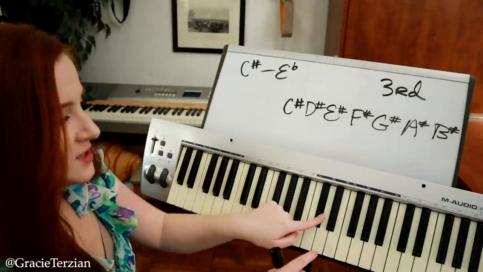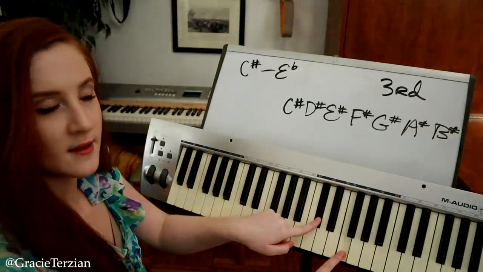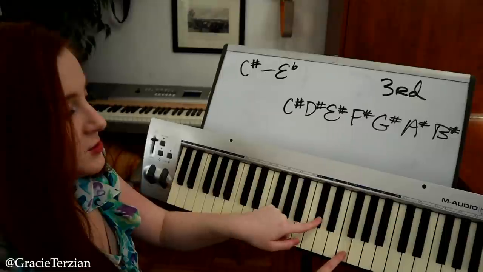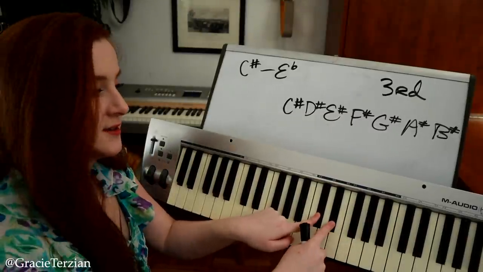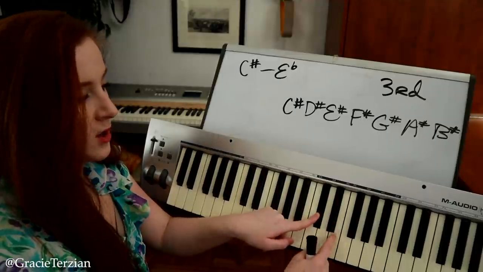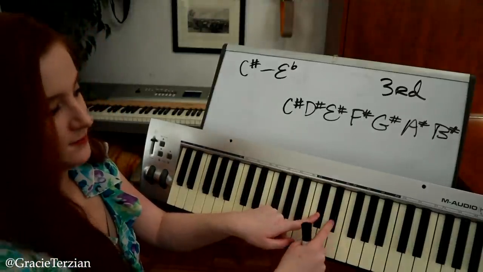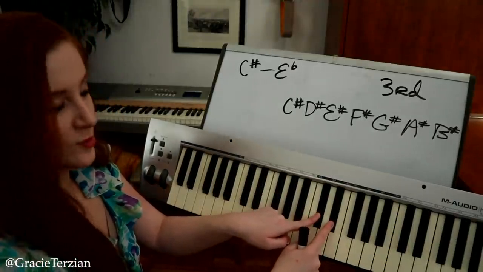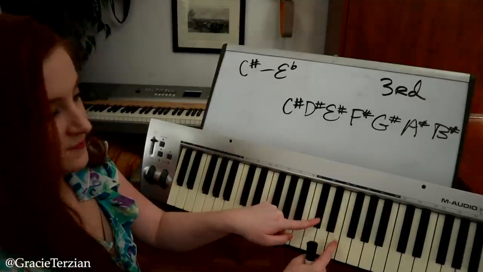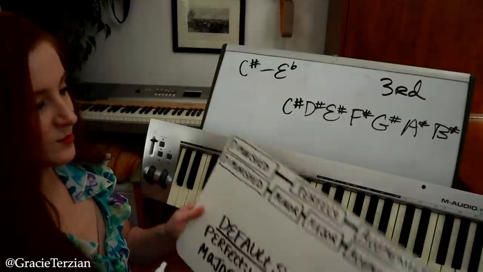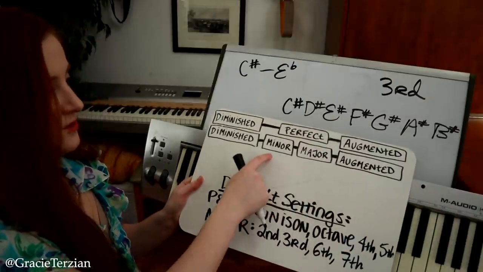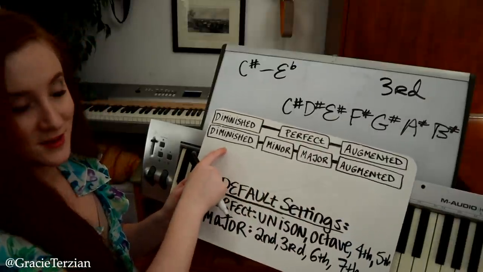So we started with C sharp to E sharp, and that's a major third, right? Then we had C sharp to E natural, that's a minor third. And now C sharp to E flat, it just got even smaller. So what's smaller than a minor something? If we lower it even one more half step, the interval's getting even smaller, it becomes a diminished third, right? Because see, remember here, started at major, moved to minor, and then to diminished.